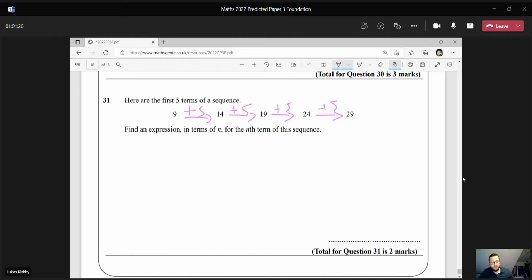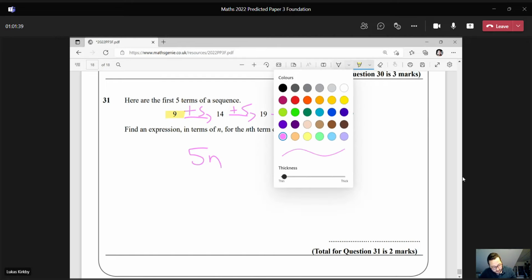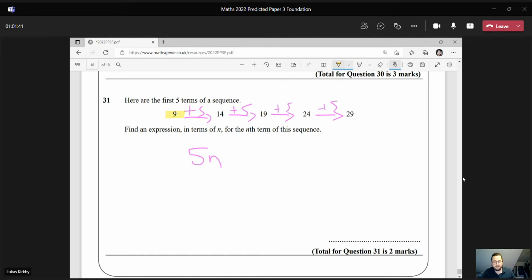Okay, so if it's going up in 5s every time, our nth term is going to start off with 5n. So we know that that's going to be involved. Now let's think about our first term. So our first term is 9. Okay, so what we think about is when n is 1, this 5n is going to be 5 times 1, which is 5. Now how do I get from 5 to 9? Well, I'm just going to add 4, and that's our sequence.